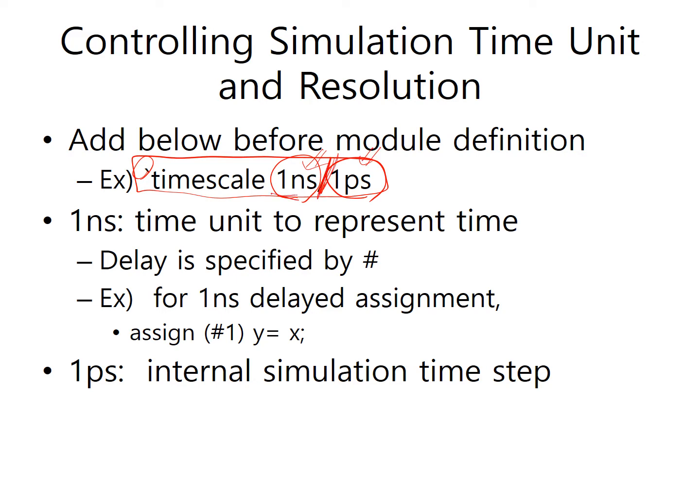The first number, 1 nanosecond, is the time unit used to represent time, meaning this delay. When you specify something like assign #1 y = x, this pound is the time delay. So 1 nanosecond of delay passes, and then we do the actual assignment. This is for the 1 nanosecond logic delay.